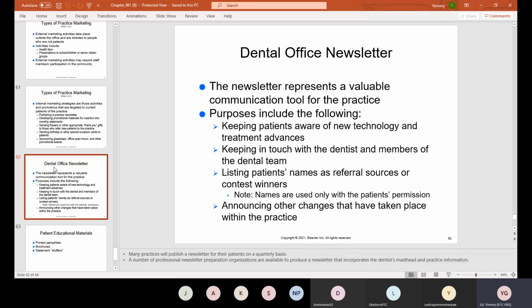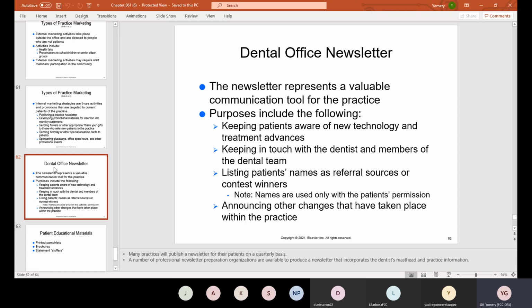The dental office newsletter. The newsletter represents a valuable communication tool for the practice. The purposes include the following. Keeping patients aware of new technology and treatment advances. The newsletter can say, oh, we have this brand new x-ray machine that does this or that, or it can be if they just started doing a system of fixing cavities with no drills, but they do it with a laser. Some people are now doing laser technology. So that can be that.